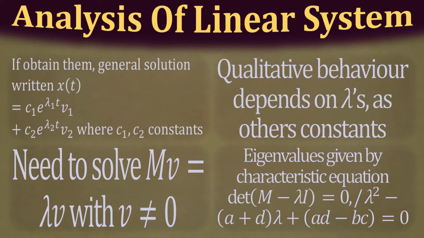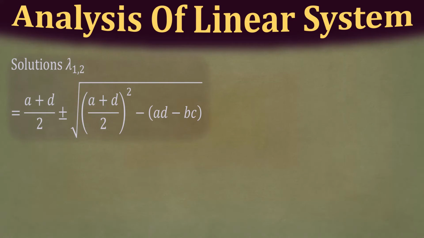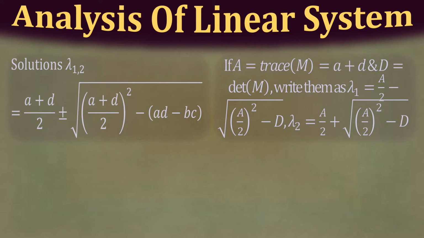The eigenvalues are given by the characteristic equation, the determinant of M minus λI equals 0, or λ squared minus (a plus d)λ plus ad minus bc is equal to 0. The solutions are λ1 and λ2 equals (a plus d) over 2 plus or minus the square root of ((a plus d) over 2) squared minus (ad minus bc).